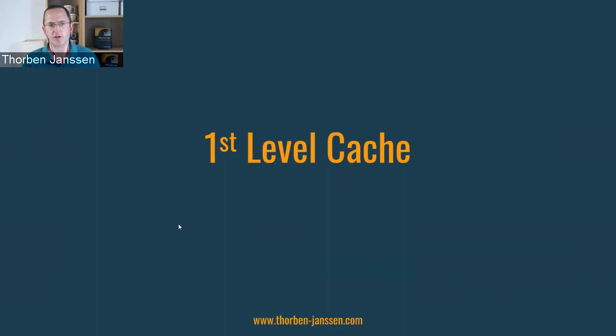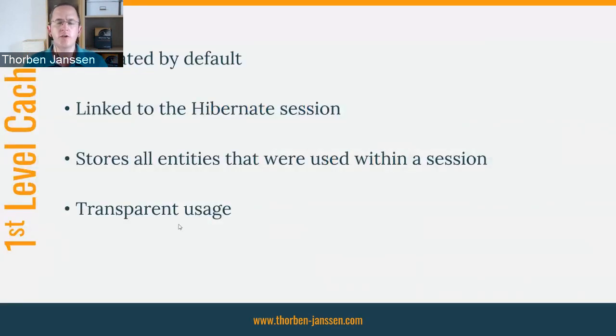Let's start with the first level cache. The first level cache is the one that you don't recognize that you're using, because it's activated by default and it's linked to the Hibernate session and used totally transparently. So whether or not you want to use it, whether or not you configured something, you are using the first level cache or the persistence context. And it contains all the entities that you use within that session. And Hibernate uses it to implement things like write-behind optimizations, for example, making sure that not each call of a setter method for an entity attribute actually triggers an update statement.